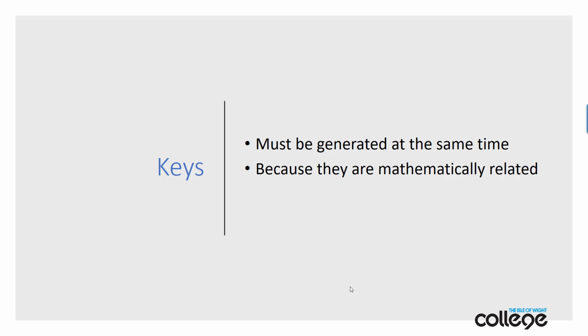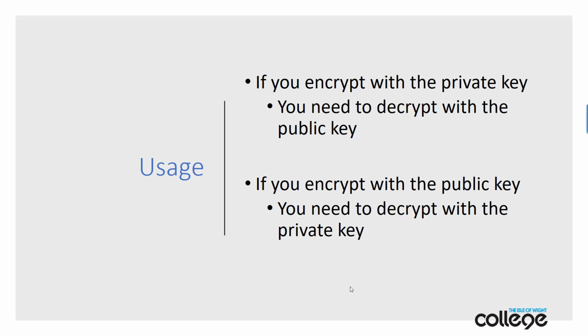And the second thing that's really important to remember is about how these keys can be used. If you encrypt with a private key, you need to decrypt with the public key. If you encrypt with the public key, you need to decrypt with the private key. That's just a rule. That's the way that this system must work.